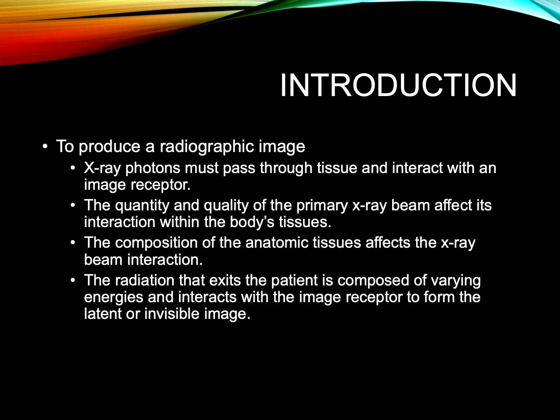The absorption characteristics of the anatomic part are determined by the composition, the thickness, the atomic number, and the tissue density of the part being examined. The radiation will exit the patient, and it's composed of varying energies, and it interacts with the image receptor to form the latent or invisible image. And then, of course, that becomes the manifest image.